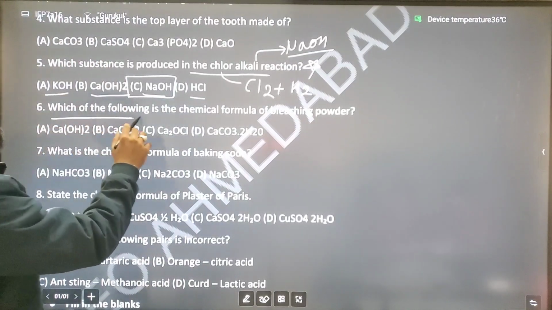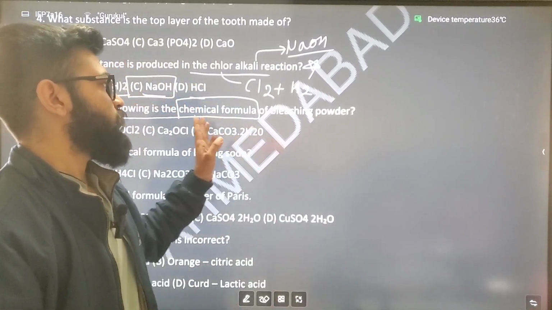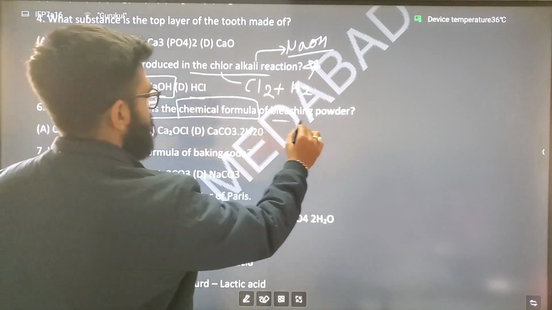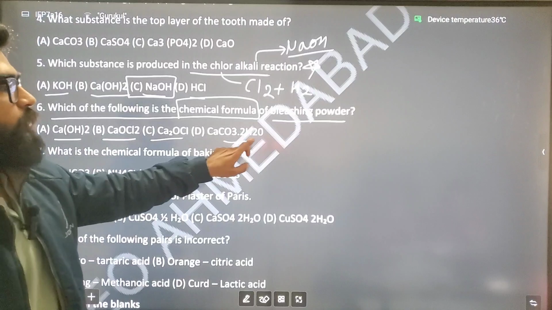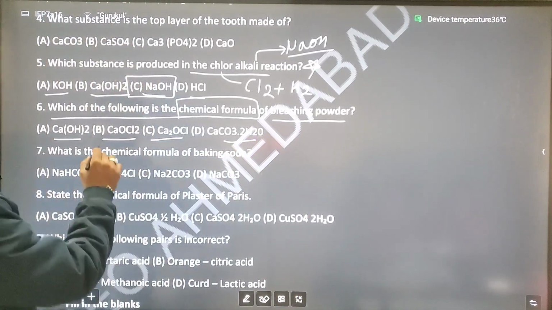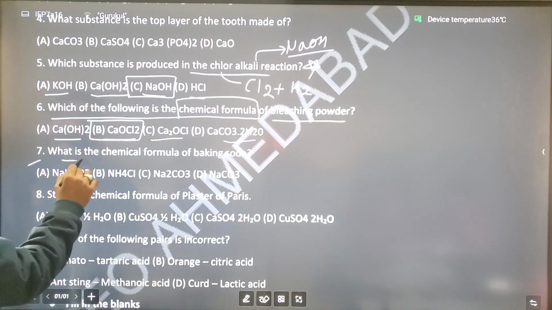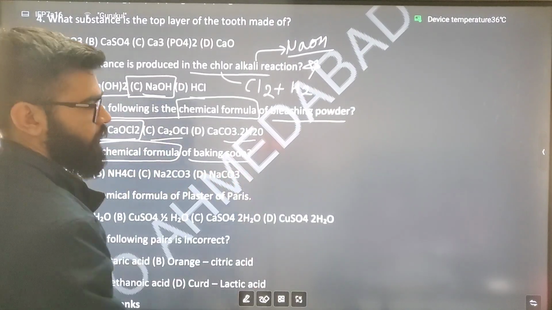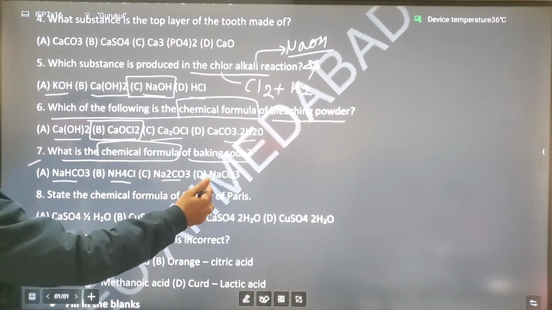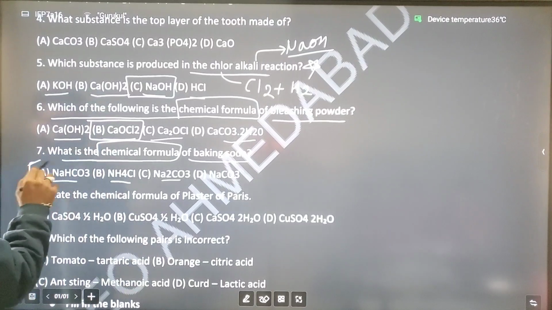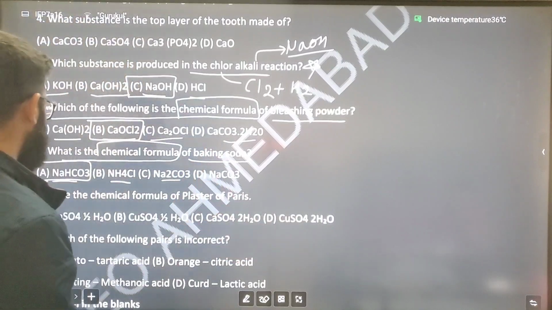Number 6, which of the following is the chemical formula of bleaching powder? For chapter 2, remember all the chemical formulas of substances. Ca(OH)2, COCl2, Ca2OCl or CaCO3 into 2H2O. The correct formula is CaOCl2, calcium oxychloride. Number 7, what is the chemical formula of baking soda? The whole nation knows this answer. NaCO3, NH4Cl, Na2CO3 or NaHCO3. Sodium hydrogen carbonate, NaHCO3. I think most of the students know the formula of baking soda.